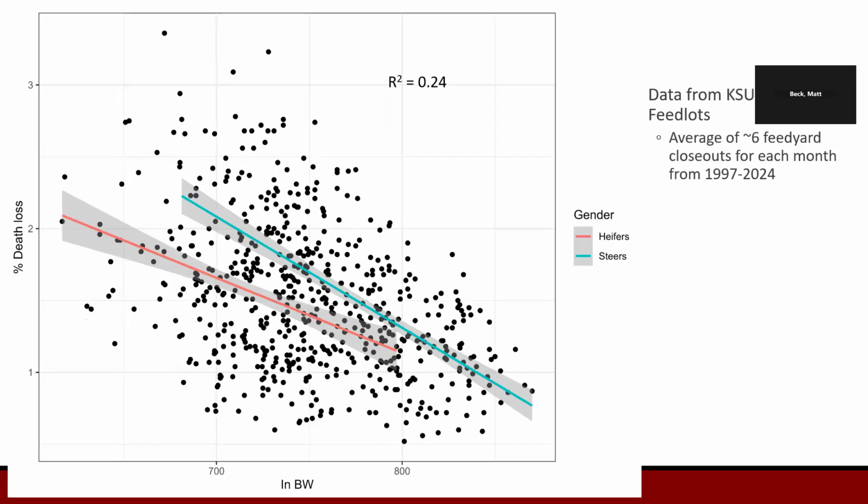So we can see that in the Kansas State Focus on Feedlot report. Here on the x-axis we have placement body weight, or in weight. On the y-axis we have death loss. About 24% of the variation in closeout death loss is explained by placement body weight. So cattle that are lighter when they're placed in a feedlot or received into a stocker program will have a worse response to vaccination, worse response to stress, and they're going to be more susceptible to develop diseases and have mortality. Does that make sense? Any questions so far?